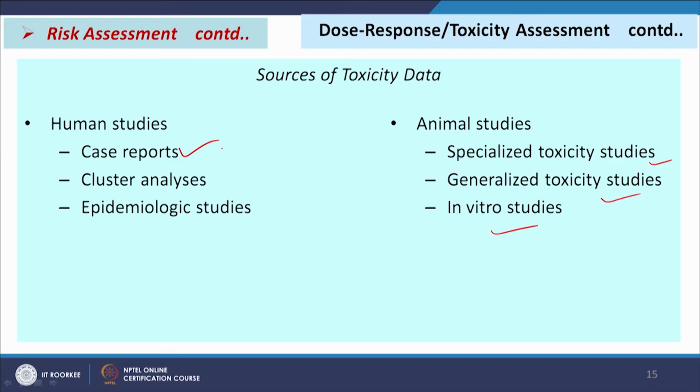For that, this can be done using different animals. Animal studies, that is specialized toxicity studies, generalized toxicity studies and in vitro studies are done, and then for human studies we have case reports, cluster analysis, and epidemiological studies, just like vaccine production for COVID-19. Initially it was tested on animals, then when it was successful, selective people were identified, and it was administered on that group, and then case reports and cluster analysis like this. That way the toxicity is assessed, or the dose response, what the dose will be, is determined.